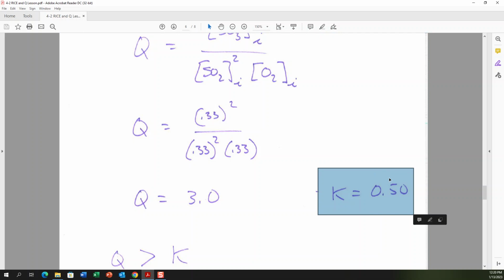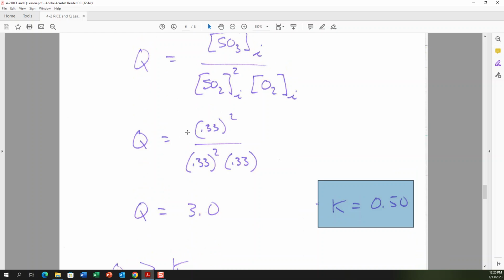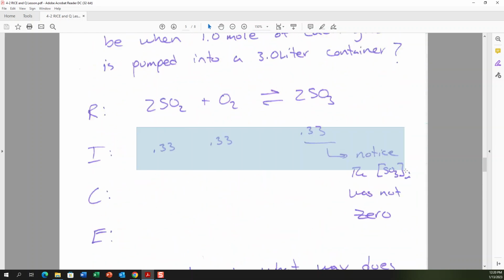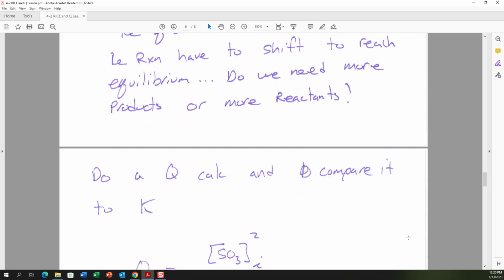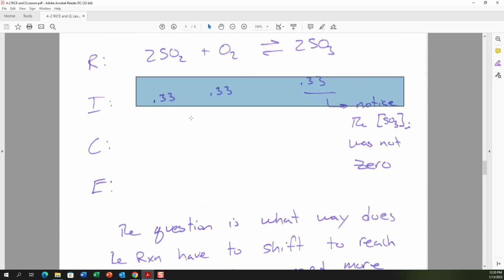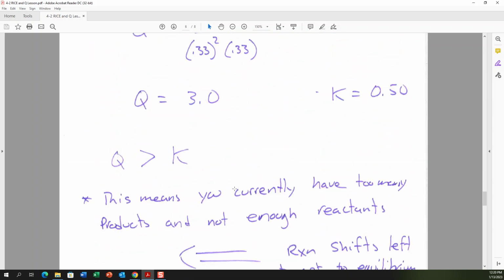So we compare Q to K. And really all you care about is, is Q greater than K, is Q less than K, or is Q equal to K? If Q was equal to K, then we would be at equilibrium. Like if we did this and Q came out to be 0.5, then these would be our equilibrium concentrations. But if Q is not equal to K, then I know for sure that those aren't my equilibrium concentrations, and we've got to figure out what they are.